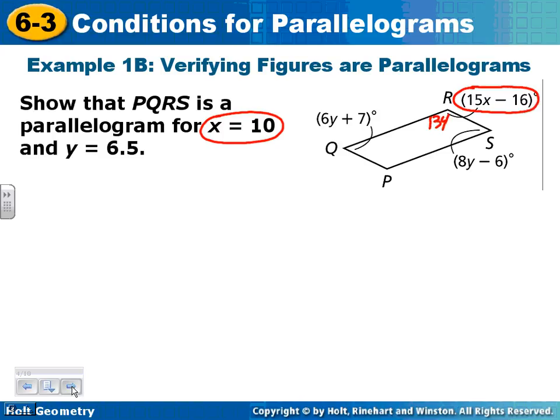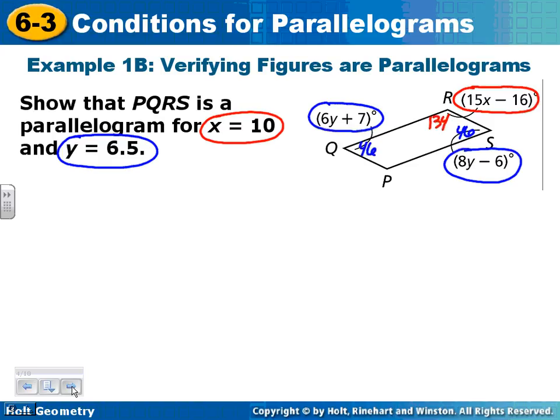Let's do that for the Y. Let's plug it in here. 6 times 6.5, that's 39, and 6, 46 degrees. And 8Y, this one here, if I plug in my 6.5, be 48 and 452 minus 6, that's 46 as well.